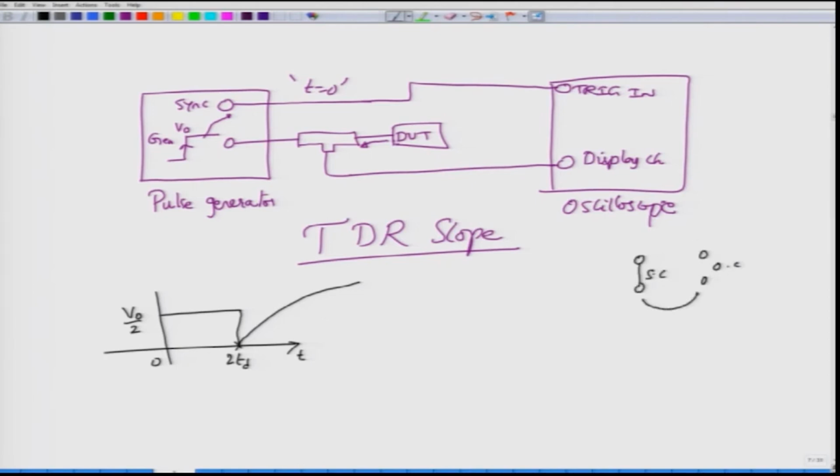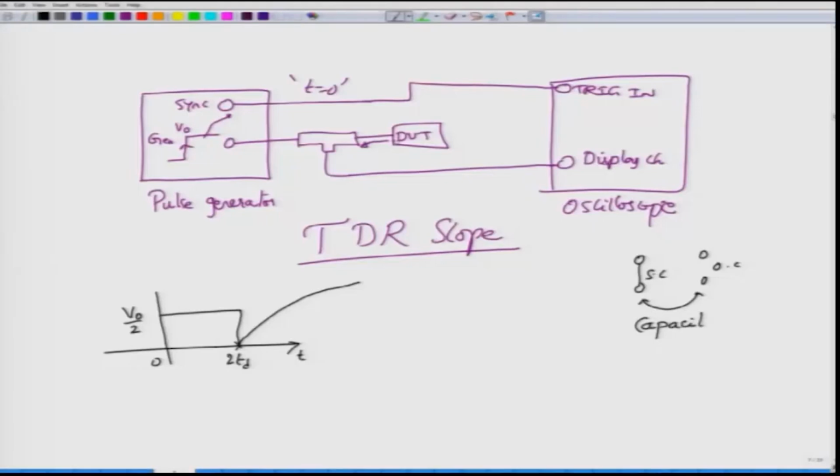An element which does so, initially acting as a short circuit and eventually acting like an open circuit, is a capacitor. A capacitor acts as a short circuit initially and then open circuits. Because of the short circuit, the voltage will completely go to 0 and then it will rise up. Assuming that this is the only discontinuity I have, I can measure the charging time. From the value of tau, I can find out the load capacitor that I have used.